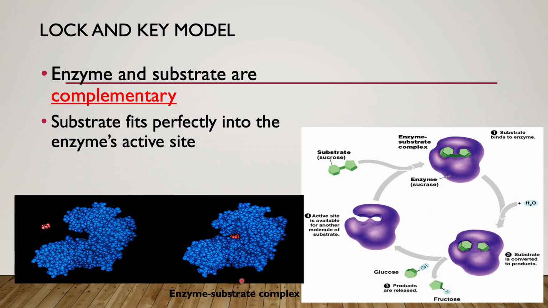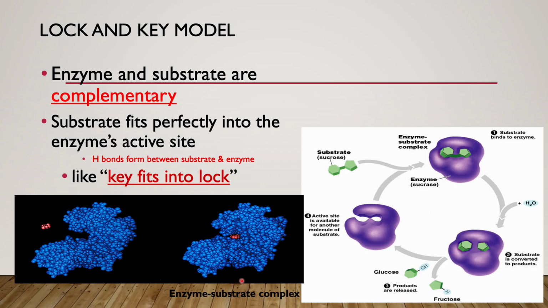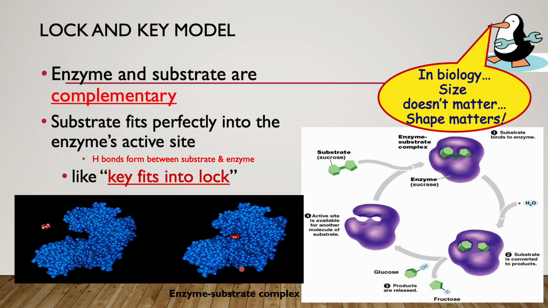When they are binding together, there's going to be a hydrogen bond between the two. They'll end up fitting together like a lock and key. In biology, the size isn't important, it's the shape that matters. Remember that each enzyme will only act on one type of substrate molecule. There is a specific shape for the enzyme and a specific shape for the substrate.